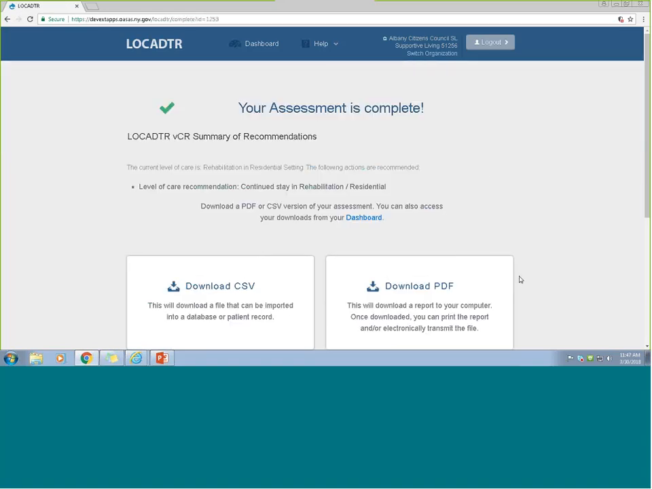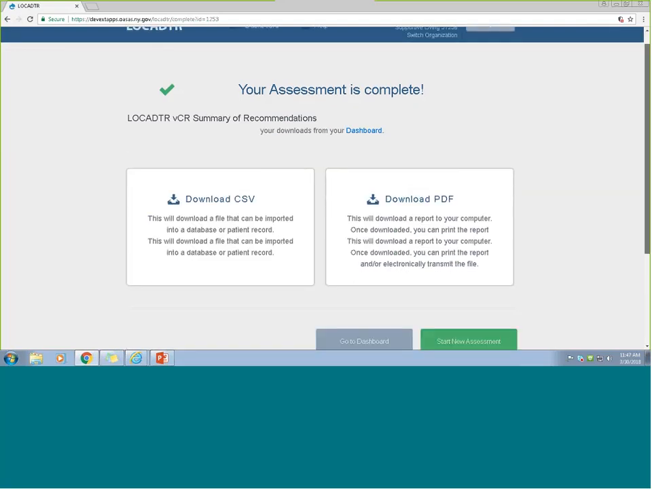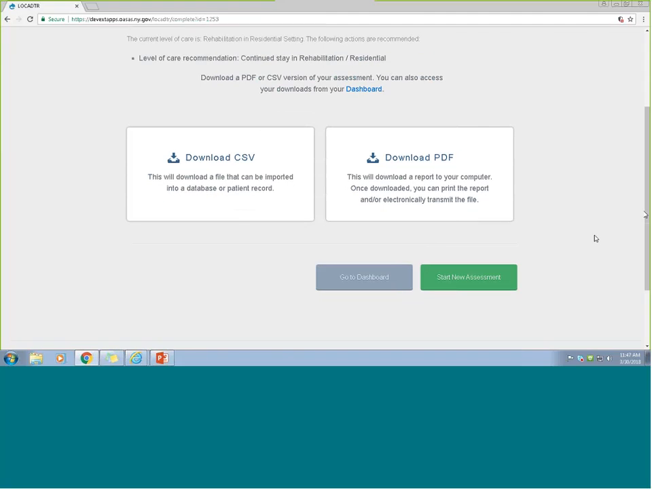Which brings us to the end of the concurrent review questions. You'll see that you received a summary of the information on the screen once you've completed all of your entry, and then you always have the option to download a PDF version of the results in that report format, and then you also have the option to download the comma-separated value version of the information that you entered.